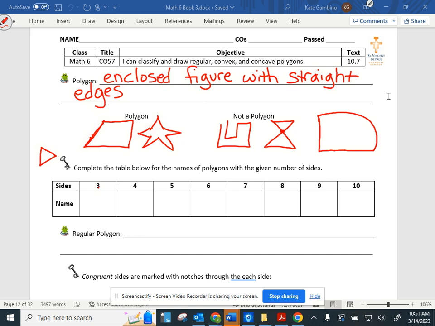What would we call a 3-sided polygon? Triangle, because tri means 3. We should know the next one. What do we call a 4-sided polygon? Square, rectangle. Nope. We learned this. It starts with Q. Quadrilateral.